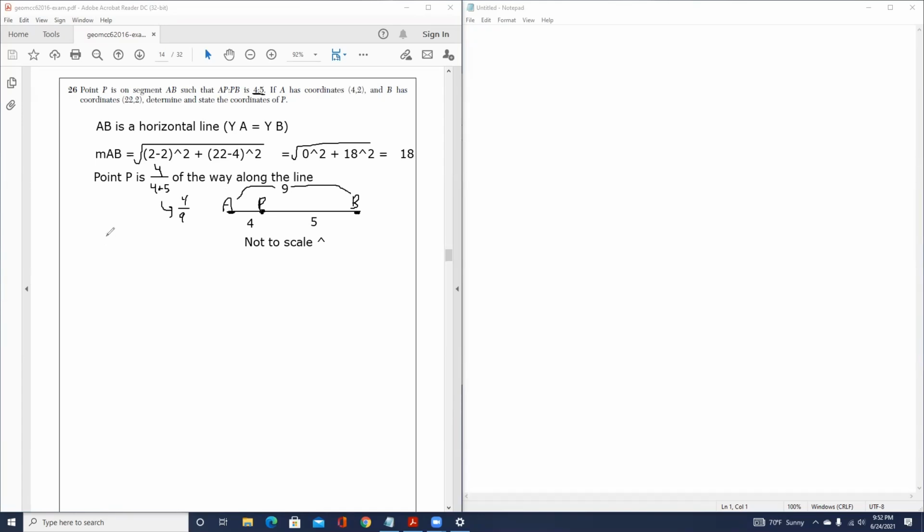And 4/9 times 18. We can simplify this, cross that is 2, this can be 1, and we'll get that the point is equal to 8. This is the x-coordinate of the line, so in conclusion, P has coordinates of 8, 2.